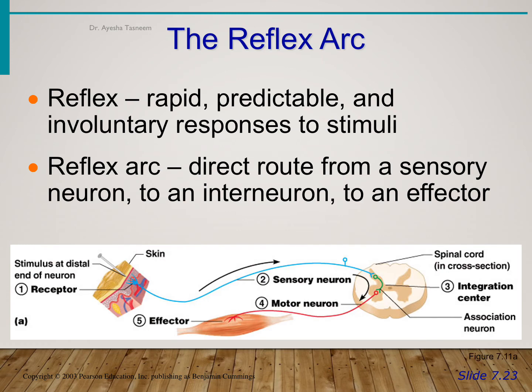Then we come to the simplest pathway of receptor and effector interaction, that is the reflex arc. The reflex is a rapid, predictable, and involuntary response to stimuli. The reflex arc is a direct route from a sensory neuron to an interneuron and to the effector organ.